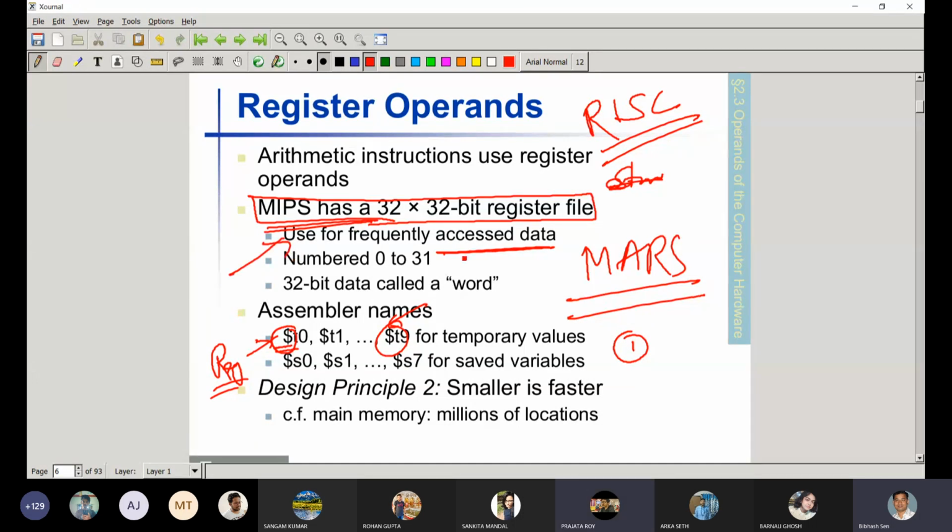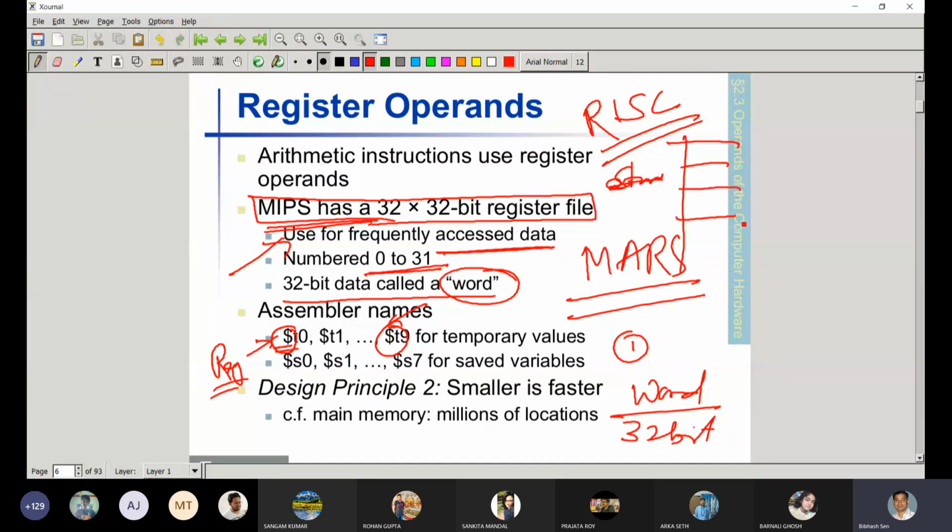Okay, sir. This is the verification list. That's why the registers are numbered 0 to 31. 32-bit data is called a word. Here, in MIPS, word size is 32 bits. Each individual memory location is also 32 bits, and likewise 32-bit registers are there. Getting the point? That's why it is called a 32 by 32-bit register file. What MIPS actually has, and what you can use further with MIPS, both are very important.